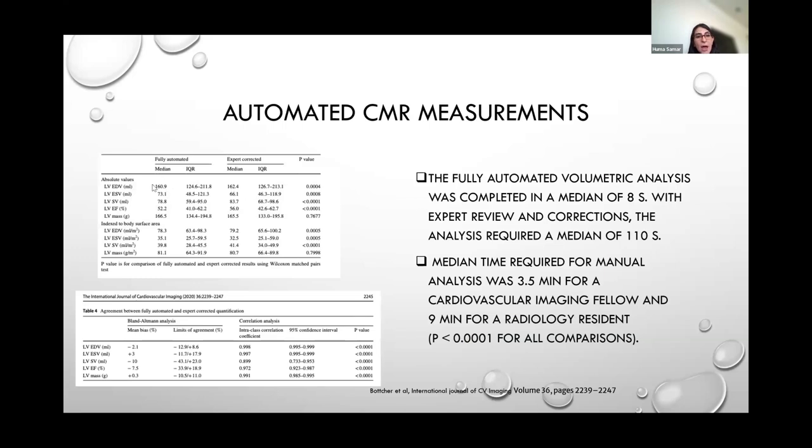In this study, after the volumetrics were done by the automated software, an expert user was then allowed to correct them. And as you can see, there were differences. They were small, but there were significant differences in the expert-corrected numbers compared to the automatically generated numbers by the software. But more importantly, there was a significant time saving for the expert to just correct the automatic measurements versus doing a full manual calculation of all these parameters.